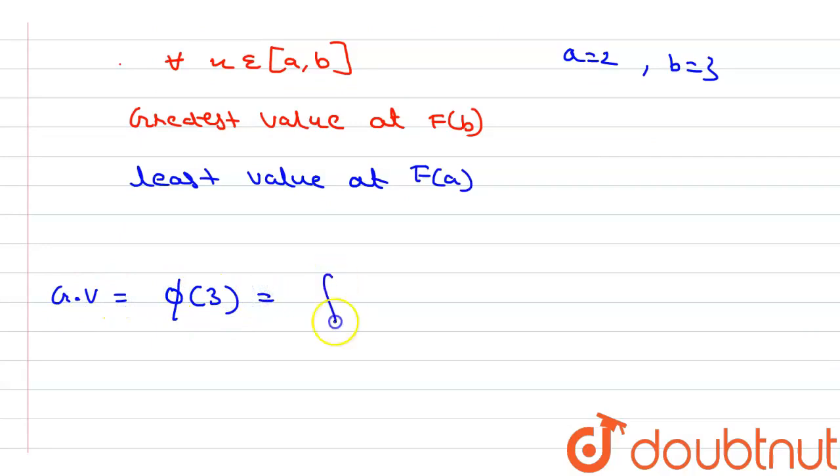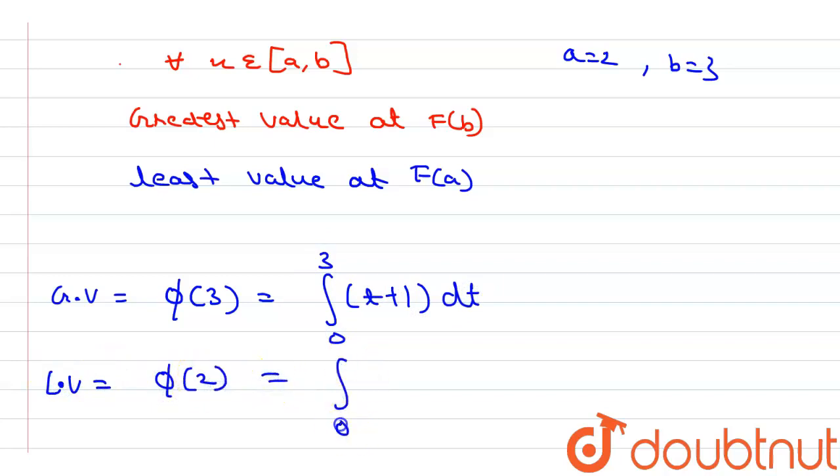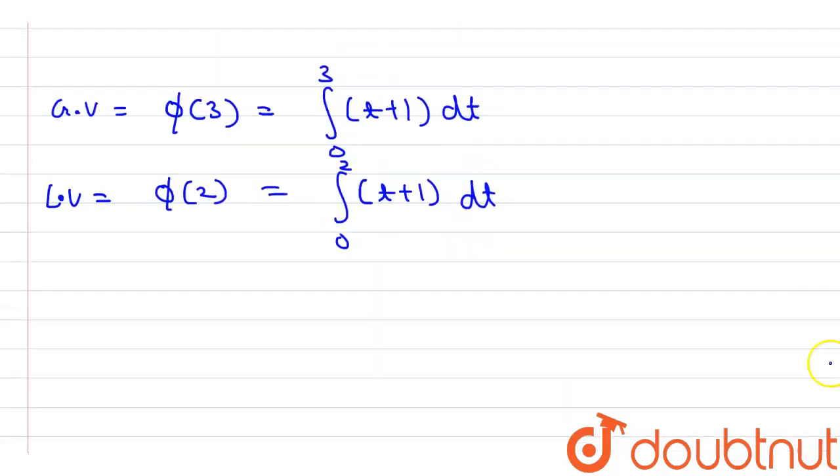So we can write it as the integral from 0 to 3 of t+1 dt, and our least value is phi of 2, which is the integral from 0 to 2 of t+1 dt. Now we have to integrate this. The integration of t+1 dt is equal to t² / 2 + t.